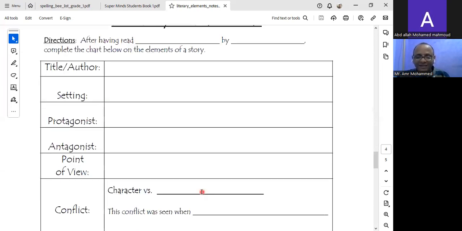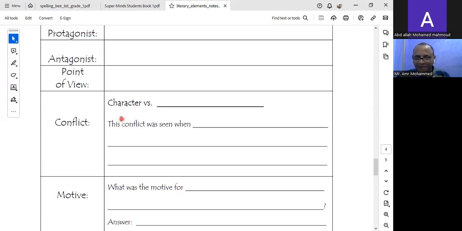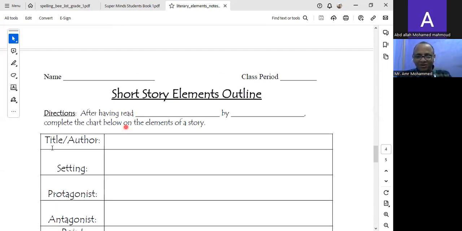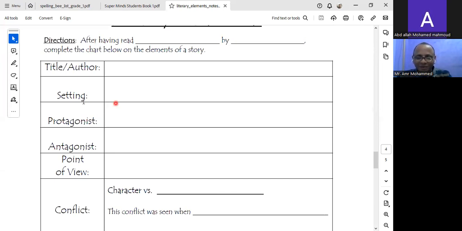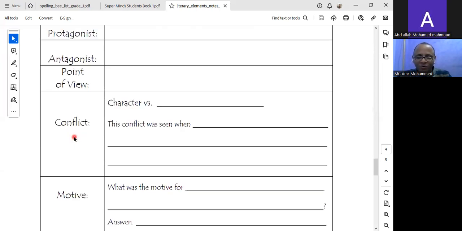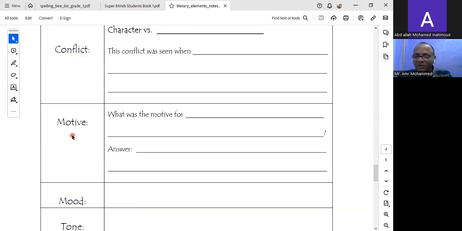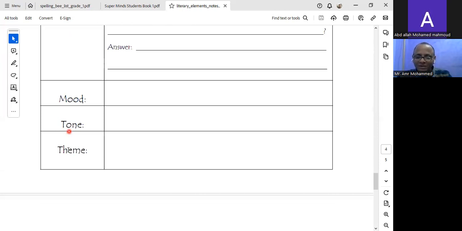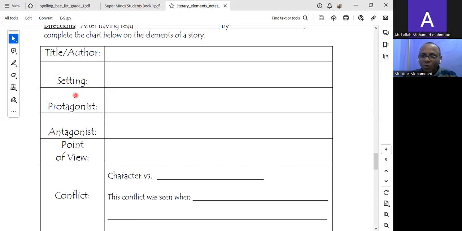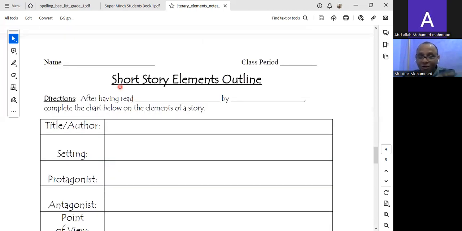Now let's revise, or let's practice. It's time for practicing. Can you tell me the title of a short story and its author that you have read, my boy? Of course you will. What about the setting? Who is the protagonist or who is the antagonist? What is the point of view? What is the conflict? And what is the motive? What is the mood? What is the tone? What is the theme? When you read a short story, next time we will be able to determine or say what these elements are. Now it's your turn to write.